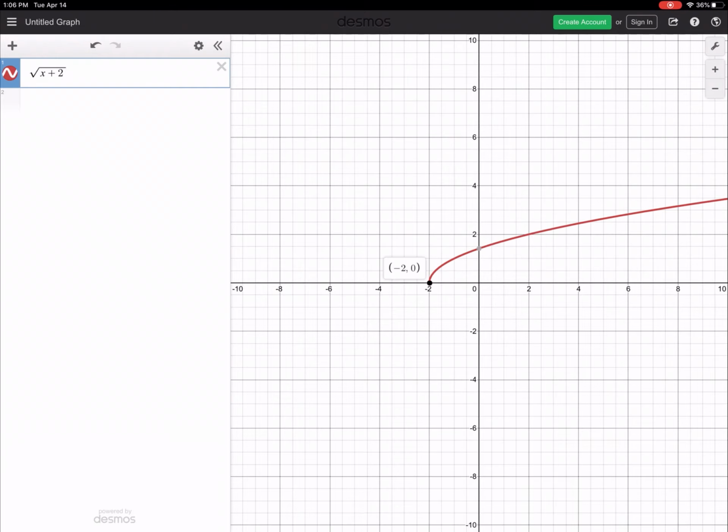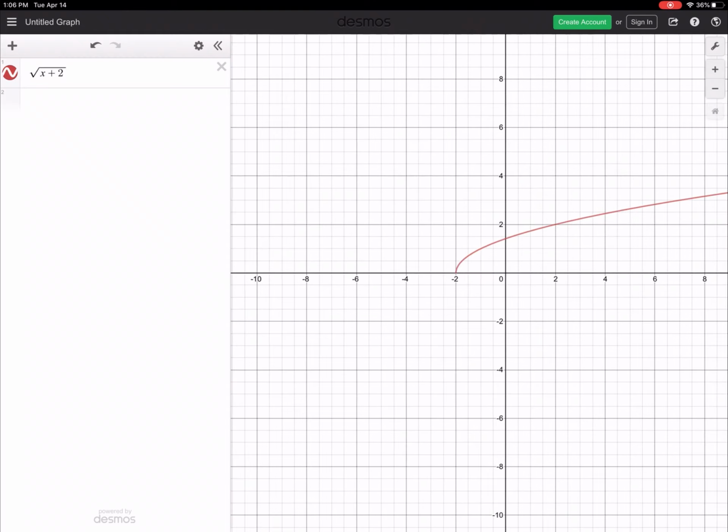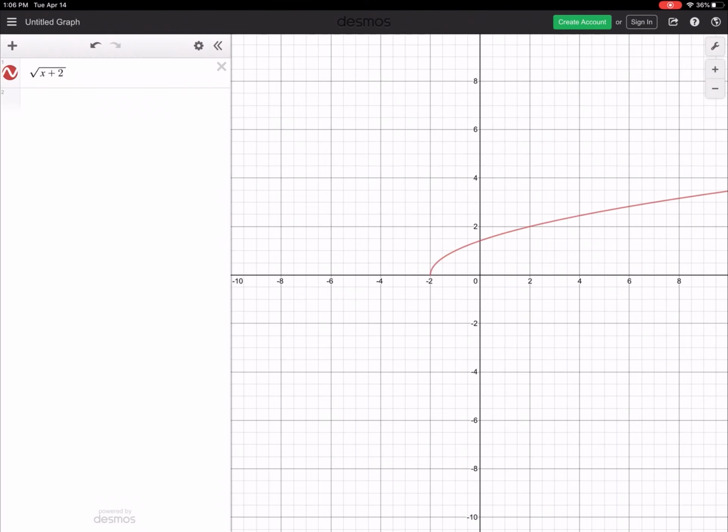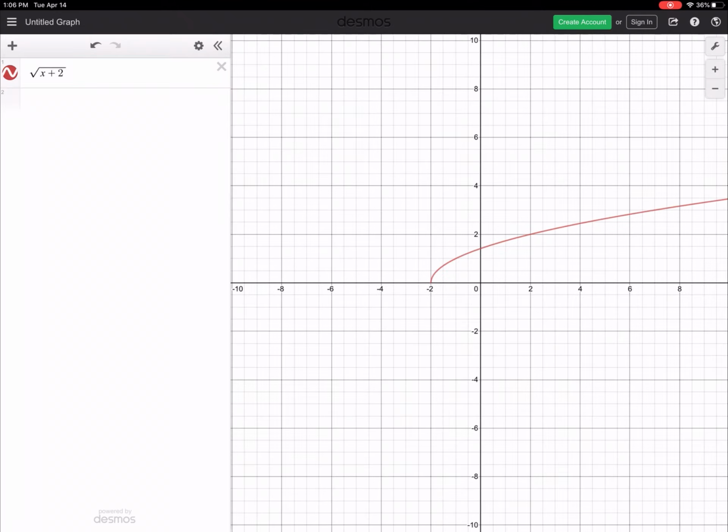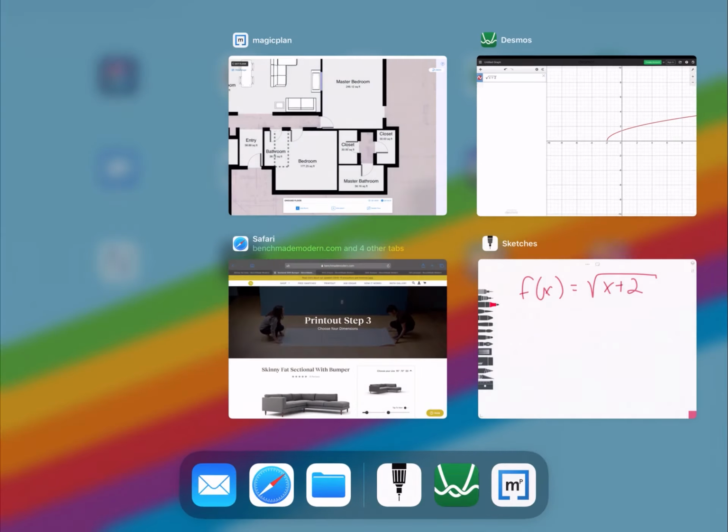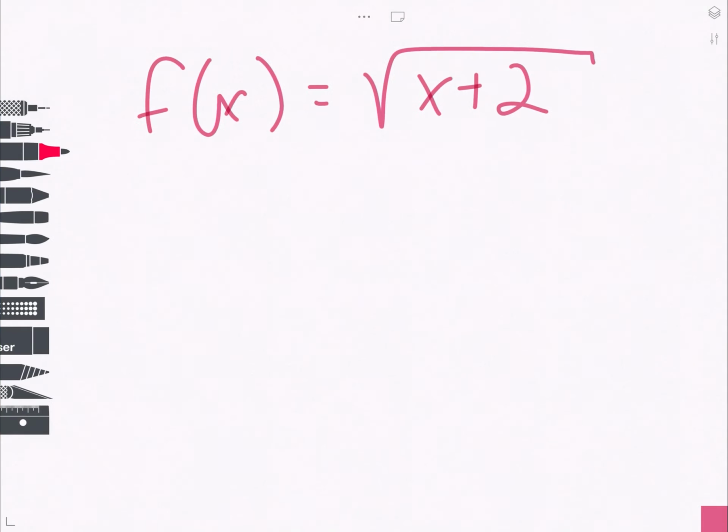If we're looking for domain, we're looking for x values. So if I look along here, it looks like the lowest x value I can get is negative 2, and then I go all the way up forever and ever the other way. Later on we'll talk range, but for right now we're just going to focus on that domain. So what x value can I put in? Looks like negative 2 and higher. There's a few different ways that you can write that.